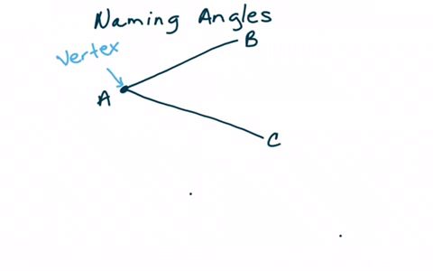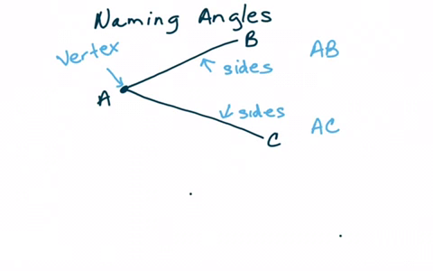V-E-R-T-E-X, the vertex. These, as I just said, are called the sides. So in this angle, I have two sides. One of the sides is called AB, and it's a segment, as you can see. The other side is called AC.